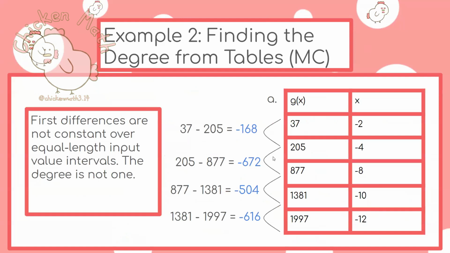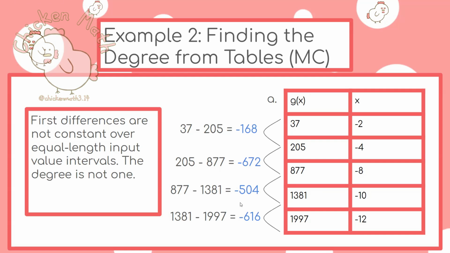Option A is g of x. So we're going to take these output values and find the differences between them. So 37 minus 205 is negative 168. 205 minus 877, negative 672. 877 minus 1,381 is negative 504. And then 1,381 minus 1,997 is negative 616.